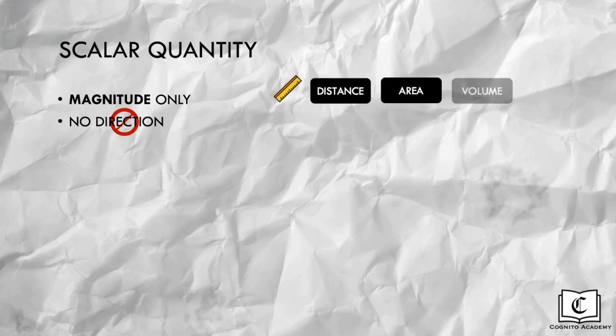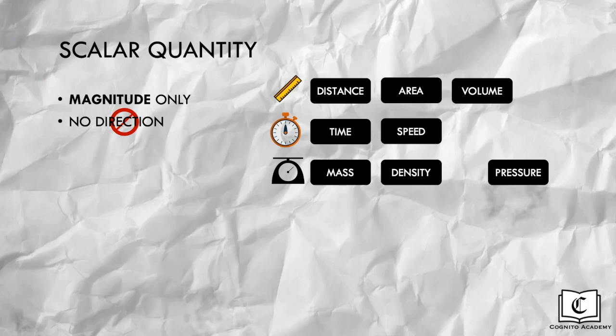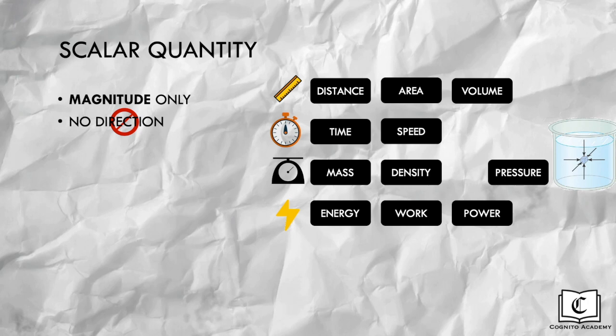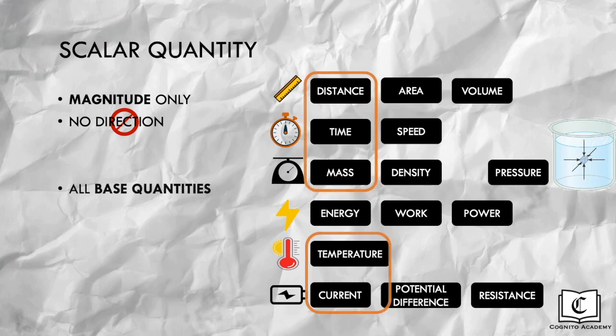Let's look at more examples of scalar quantities. We have distance and its derivatives area and volume, time and its derivatives speed, mass, density, and also pressure. Although pressure is a derivative of force, which is a vector, pressure is scalar because it has magnitude but no direction sense associated with it, as pressure acts in all directions at a point in a fluid. All energies are scalars, including gravitational potential and kinetic energy, along with its derivatives work done and power. Temperature, current, and its derivatives potential difference and resistance are all scalar quantities. From all this, an observation that we can make is that all base quantities are scalars.